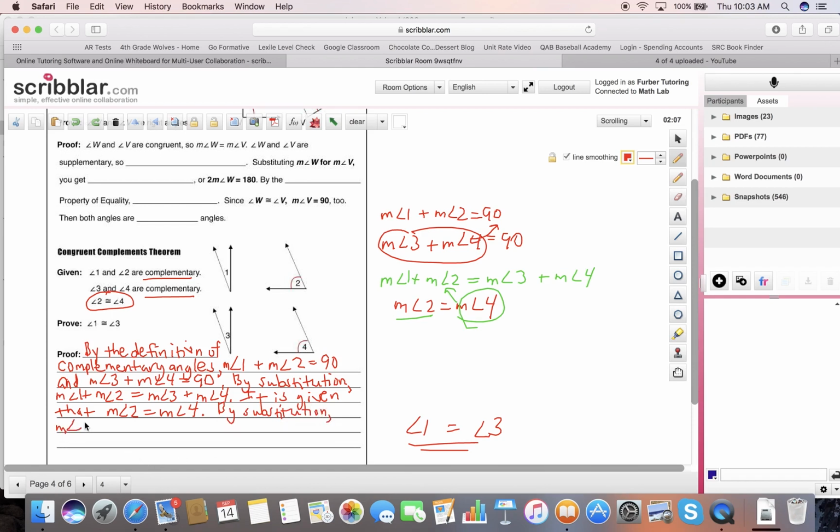the measure of angle 1 plus the measure of angle 4, I'm just replacing the measure of angle 2 with the measure of angle 4 because angle 2 and angle 4 are the same, is equal to the measure of angle 3 plus the measure of angle 4. Or you could have replaced this one with the measure of angle 2 and made both of them say angle 2. It doesn't matter. You just have to replace them so that you have the same thing on both sides. Because once I have the same thing on both sides, let me show you.